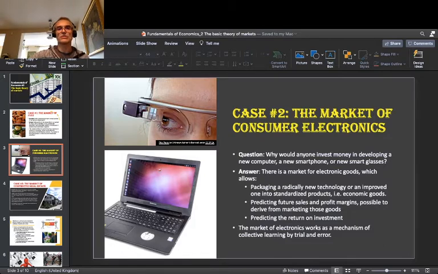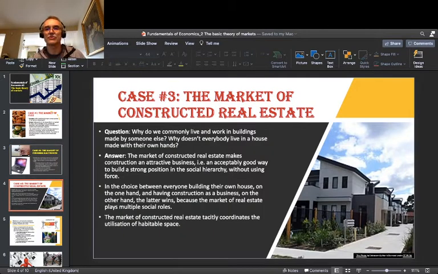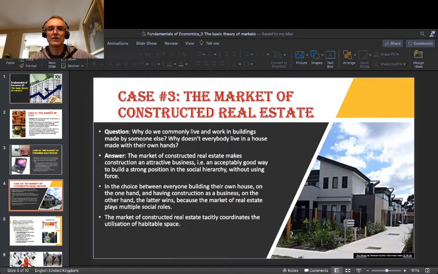So in this case, the market allows coordinating a very complex effort like innovation, because it just gives empirical material for predicting prices and quantities. Now another type of market, the market of constructed real estate. The picture that you can see on the screen here happens to be residential real estate, so houses, but it can be any type of constructed real estate.